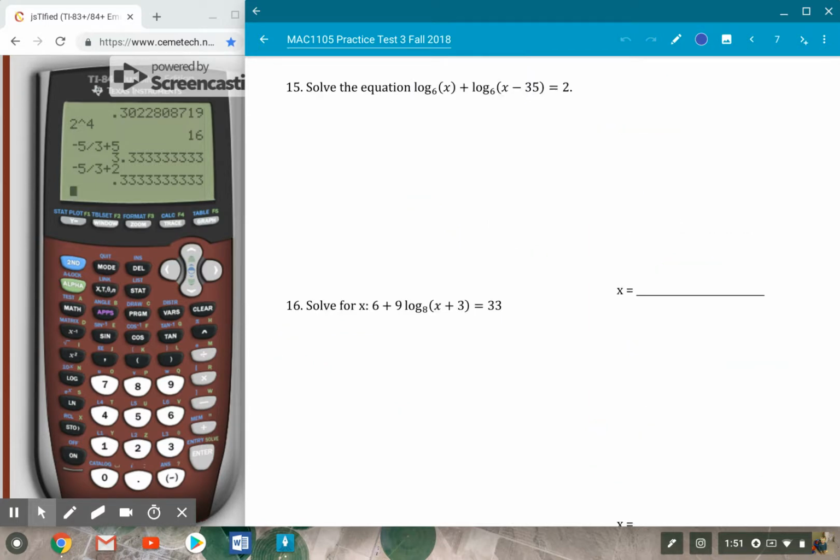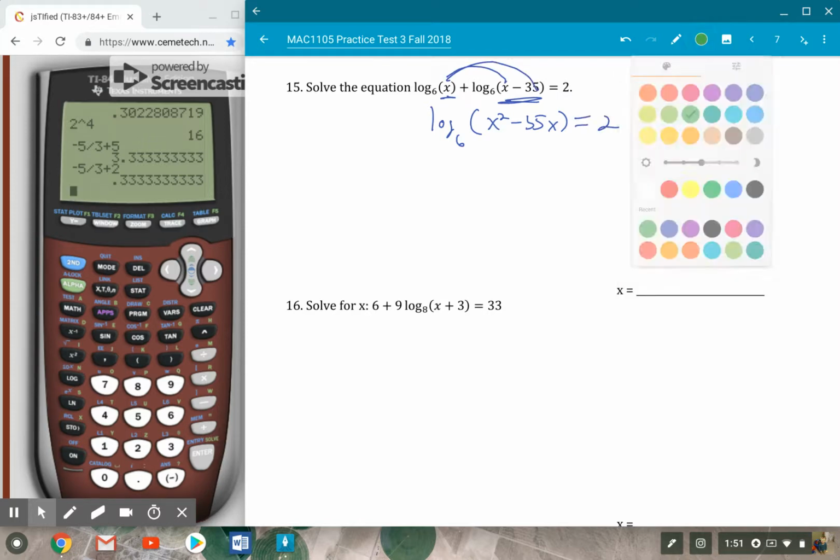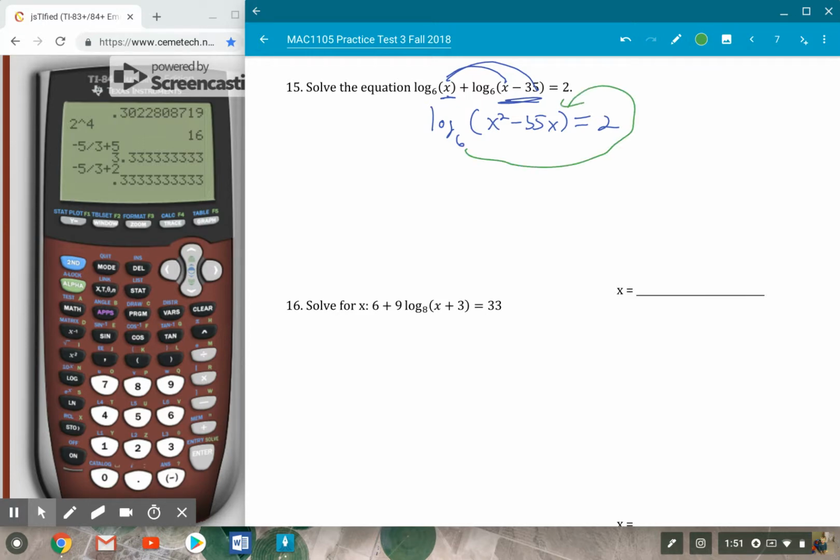Moving on to our last page over here. On number 15, I'll do something similar to what I just did at number 14. I'll combine these into one log, so it's really log base 6. And I'm going to multiply these two components together, so it's going to be x squared minus 35x. Just x times this, multiplying those together. Still equal to my 2 out here. Now I'll use my log loop around, so it's 6 to the 2, or 6 squared, equals x squared minus 35x. So 36 equals x squared minus 35x.